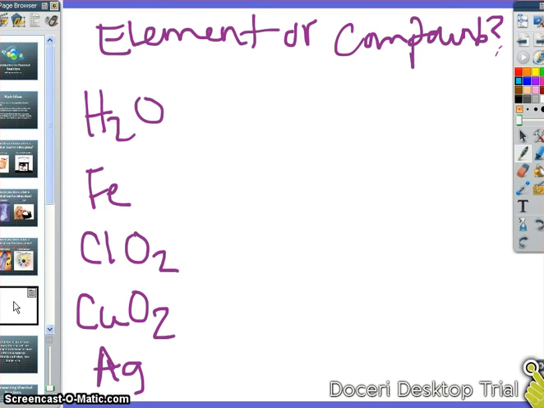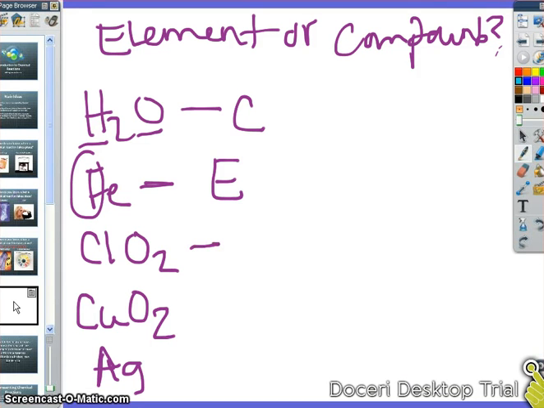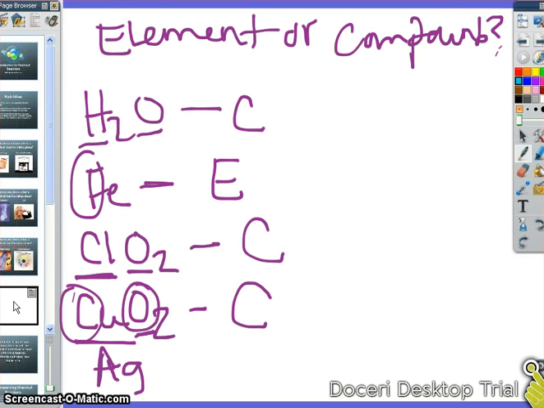Okay, so tell me, are these elements or compounds? H2O. It is a compound. Okay, we have hydrogen and oxygen. Fe. That is an element because it only has one capital letter. ClO2. This is a compound because we have chlorine and we have oxygen. CuO2. This is a compound because we have copper and we have oxygen, two capital letters.